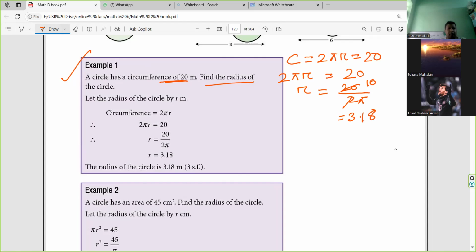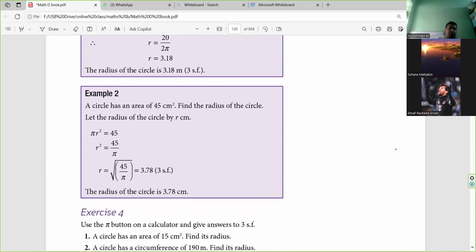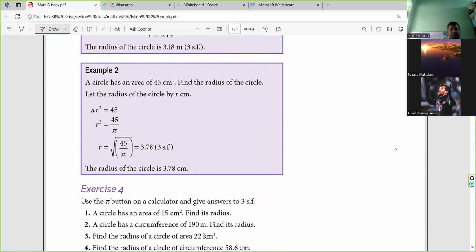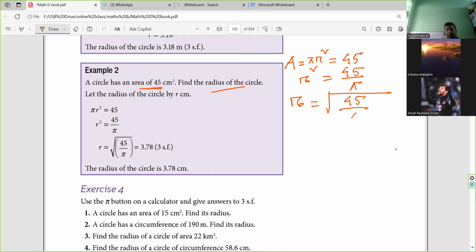Okay. So example 2 also. A circle has an area given. Area equals to pi r square equals to 45. Find the radius of the circle. So r square equals to 45 divided by pi. R equals to root over 45 divided by pi. That's it. Okay. So never forget to write the unit, 3.78 centimeter. This one.